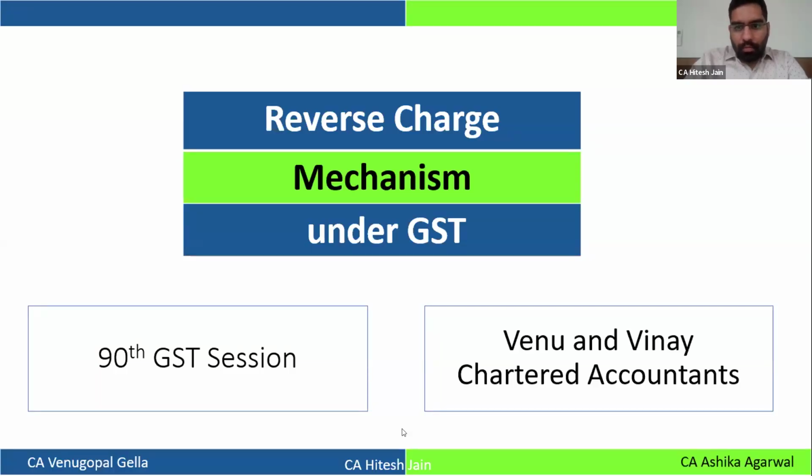So Hitesh and I will be taking you through the basic provisions of the RCM. Plus, we will also be going through the various services and goods which are covered under RCM. So let's start, Hitesh. I hope my screen is visible. Yes, it is. Just that the voice is a little low. Yeah, it's better.